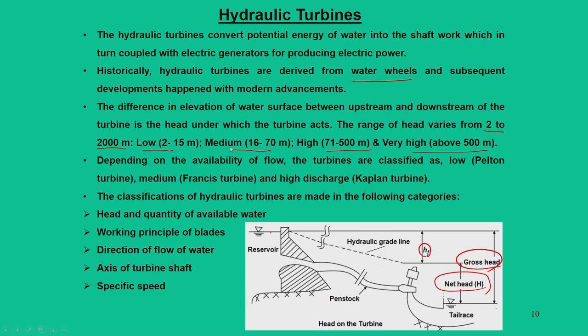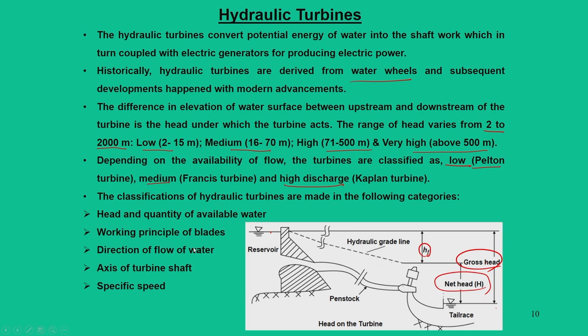Now, depending on the availability of the flow, the turbines are classified as low discharge turbines, and one such case is the Pelton wheel, then medium availability of the flow, and high discharge flow. So, we have Pelton wheel, Francis turbines and Kaplan turbines. And apart from this, the hydraulic turbines are classified based on the head and quantity of the water available to us.